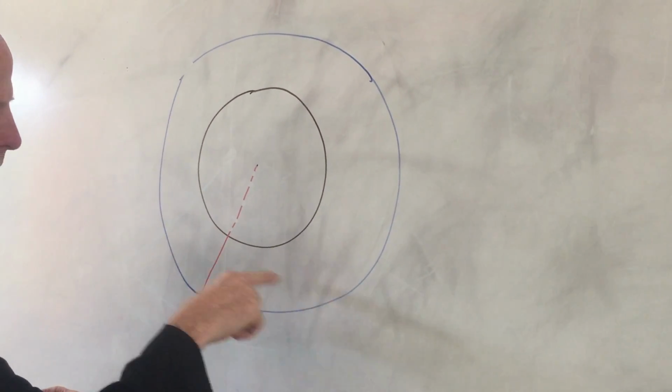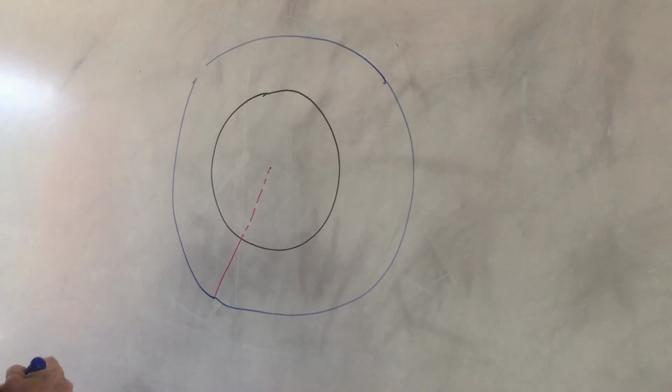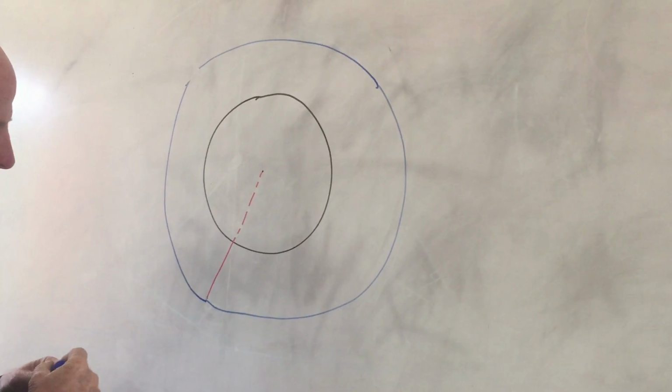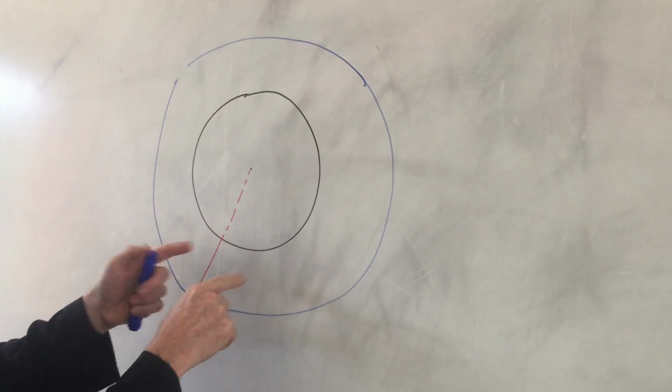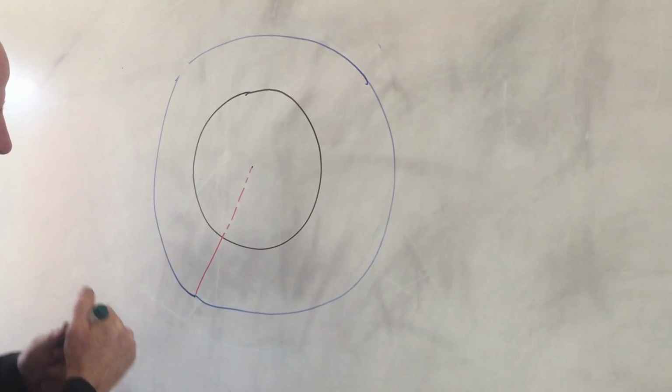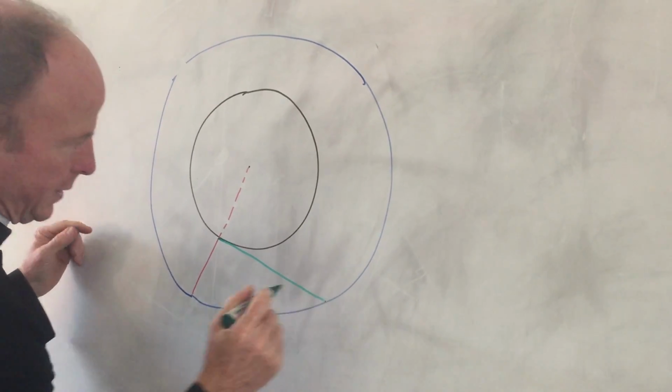Let's drop a line perpendicular, given a line and a point not on that line, or a point on that line, to draw a line perpendicular. So let me see, which one do I want this to be? Because that's going to be this. I'll do this one in green. Drop a line perpendicular. Okay?